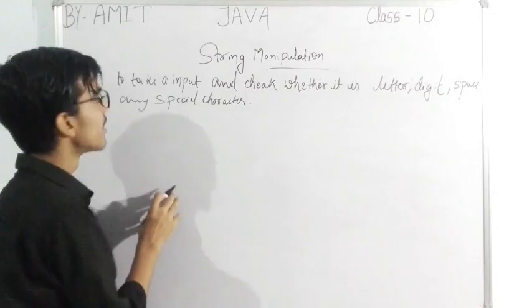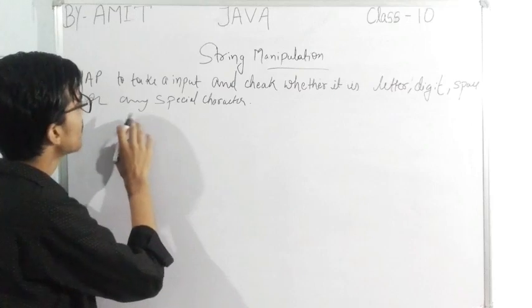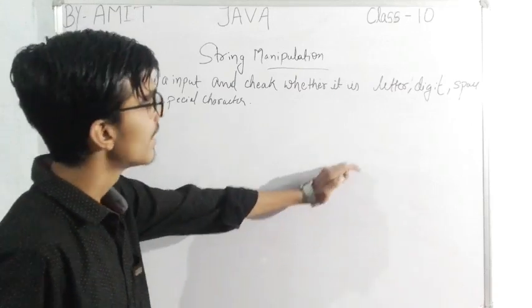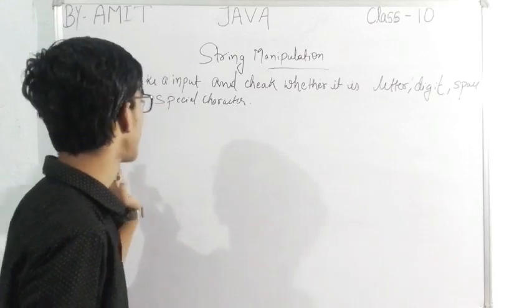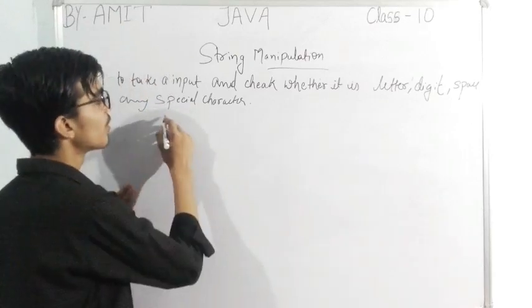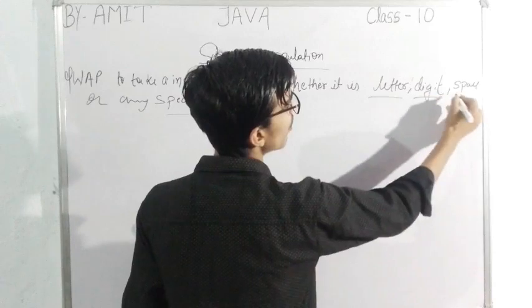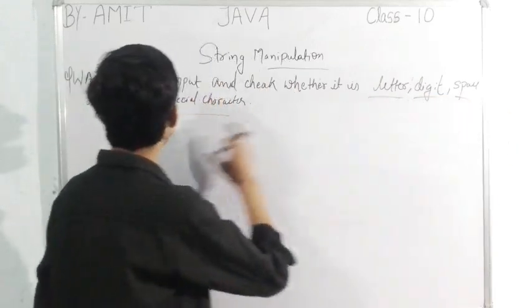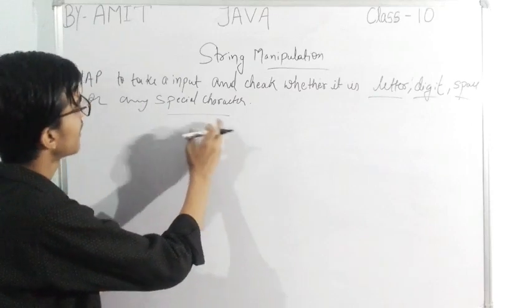We have a question here. Write a program to take an input and check whether it is a letter, digit, space, or any special character. So we have to keep in mind these four: letter, digit, space, and special character.